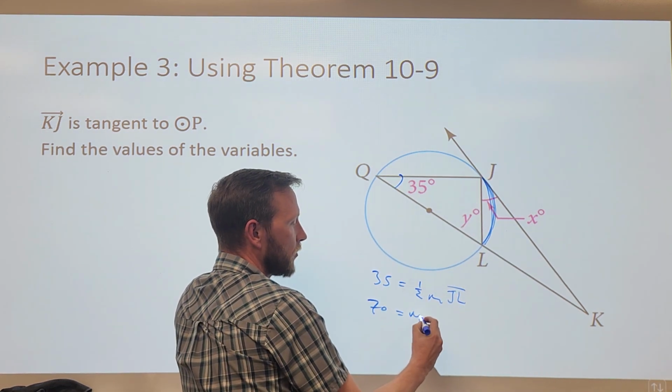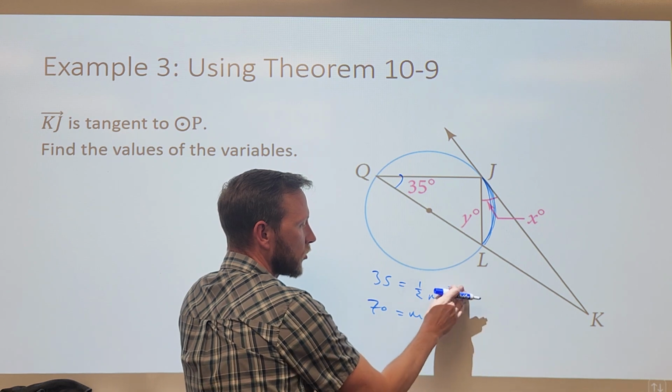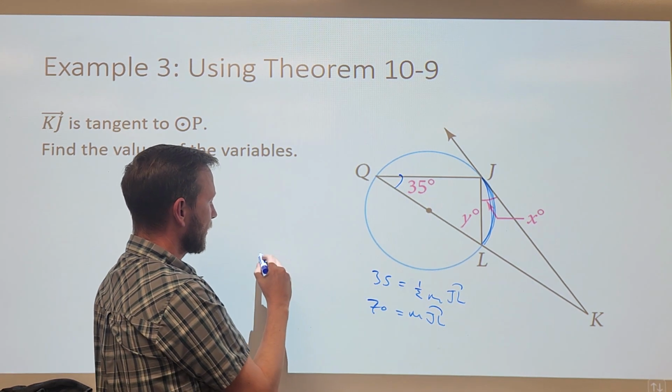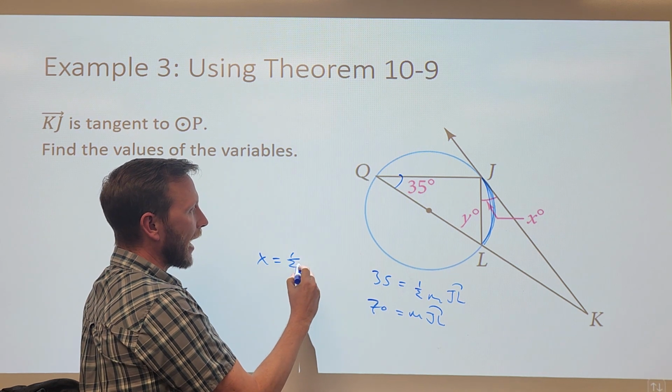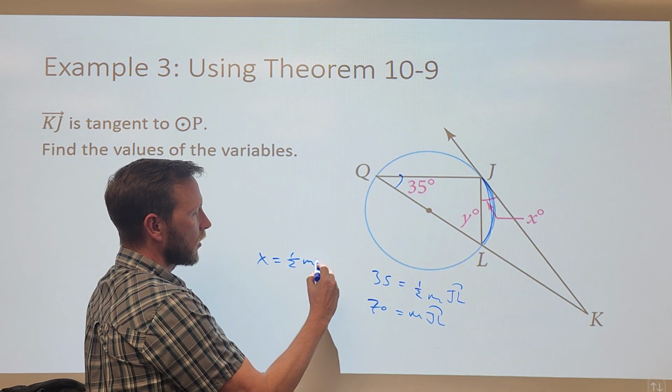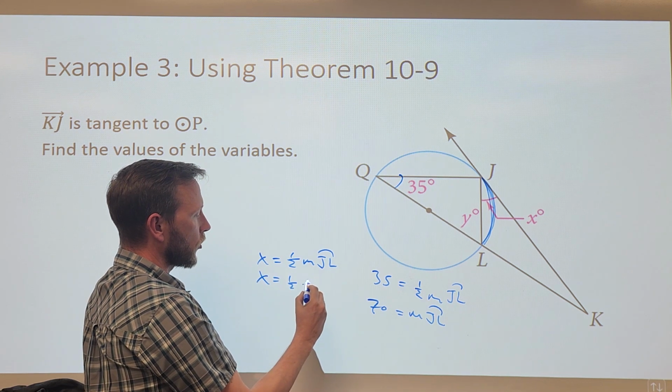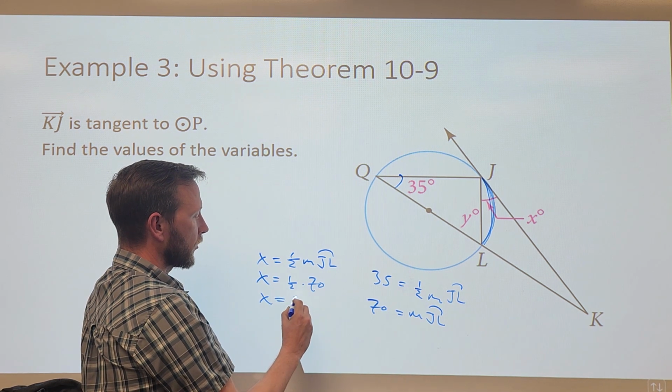So 70 is the measure of arc JL. It's supposed to be an arc. It made it look like a segment. And x is also half the measure of that same arc JL. So x is also half of 70. X is going to be 35.